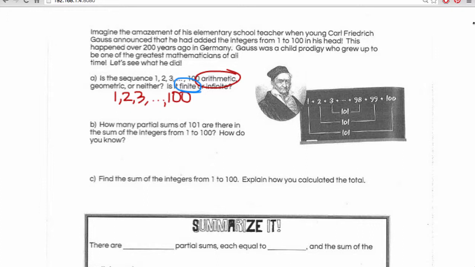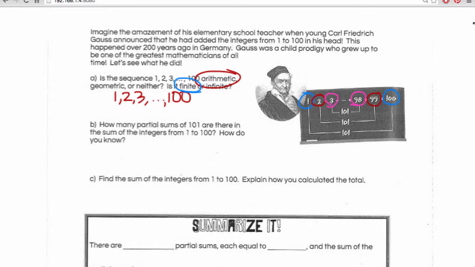The way that Gauss looked at finding the sum so quickly was he noticed that there was a pattern. He saw that looking at the first and the last term, it added up to 101. Looking at the second and second to last term, they added up to 101. Looking at the third and third to last, added up to 101. And he kept doing this all the way till he got to the middle. So he got to 50 and 51.